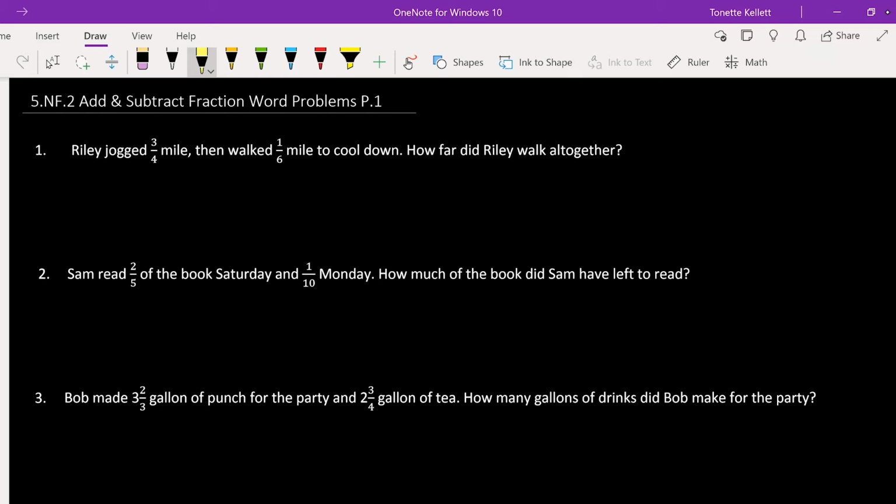So we got number one, which says, Riley jogged 3/4 of a mile. Then he walked 1/6 of a mile to cool down. How far did Riley walk altogether? Altogether gives us a clue that this will be an adding problem. So we're going to write these fractions vertically, 3/4 plus 1/6.